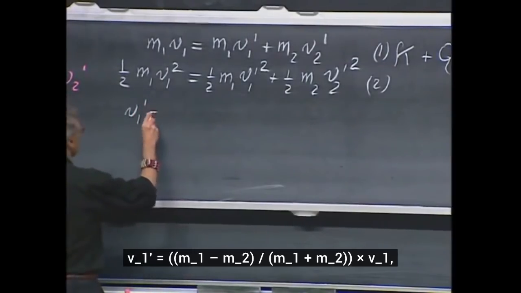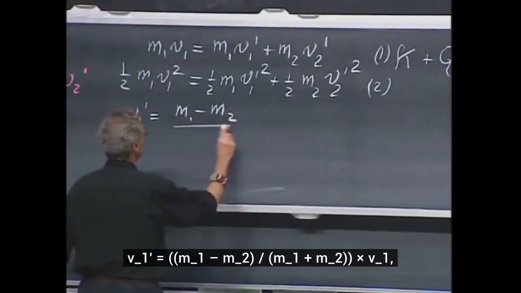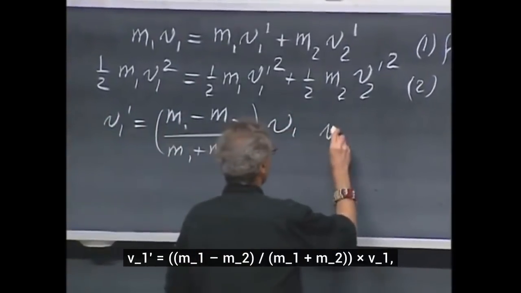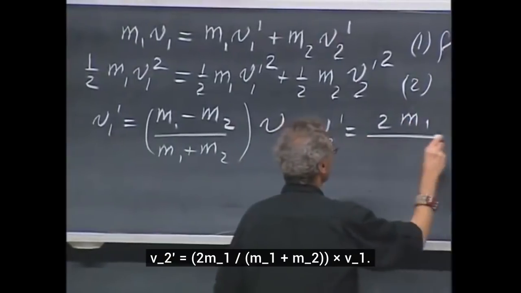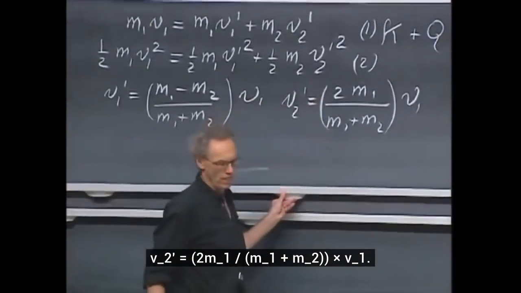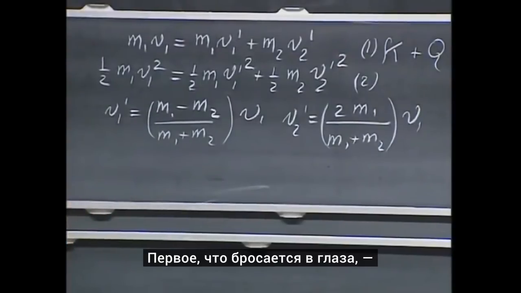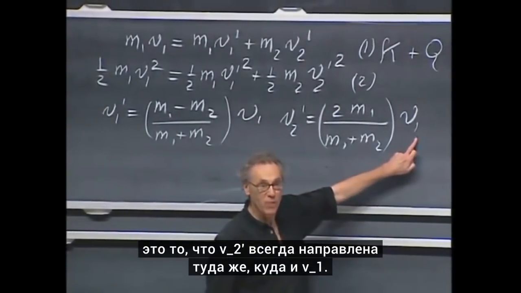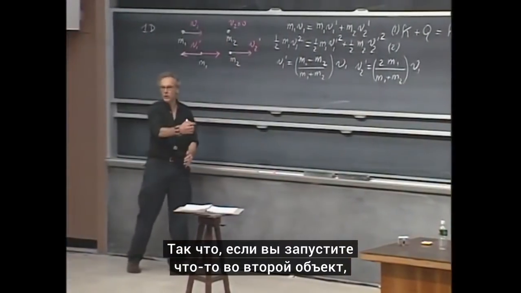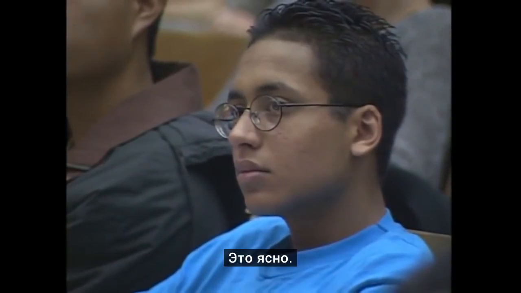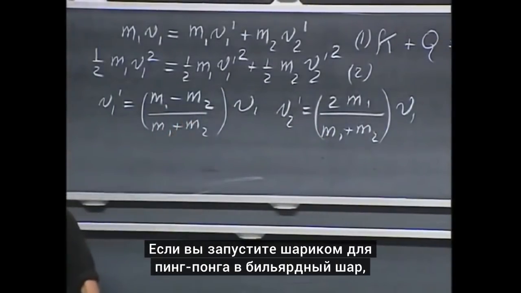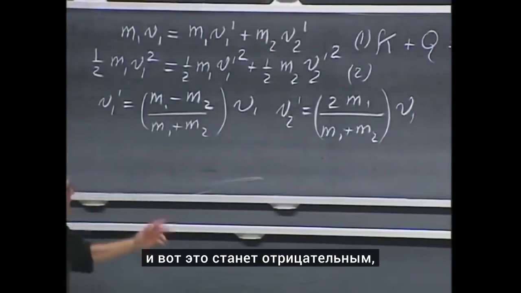V1 prime will be M1 minus M2 divided by M1 plus M2 times V1. And V2 prime will be 2M1 divided by M1 plus M2 times V1. The first thing that you already see right away is that V2 prime is always in the same direction as V1. That's completely obvious, because the second object was standing still, remember? So if you plow something into the second object, they obviously continue in that direction. That's clear. So you see, you can never have a sign reversal here. Here, however, you can have a sign reversal. If you bounce a ping pong ball off a billiard ball, the ping pong ball will come back, and this one becomes negative.